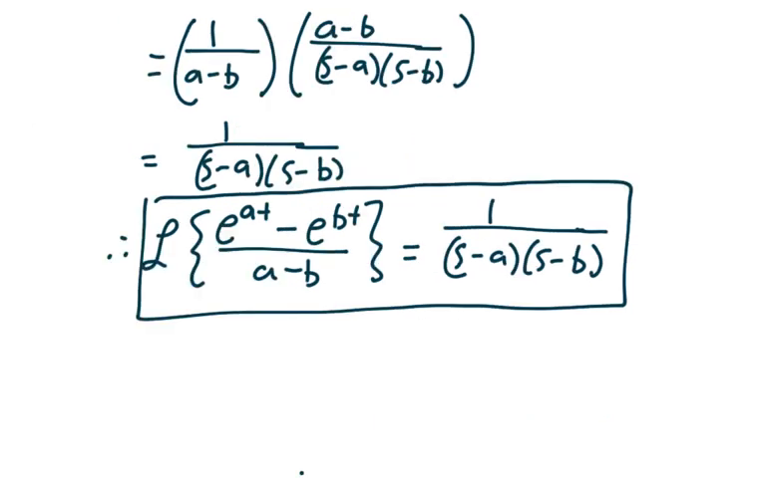Next page. So this is 1 over a minus b times (a minus b) over (s minus a) times (s minus b). Notice how the a minus b's cancel, and we get 1 over (s minus a) times (s minus b). I'm done. The Laplace transform of (e to the at minus e to the bt) divided by (a minus b) is equal to 1 over (s minus a) times (s minus b). And we'll call this number 5.